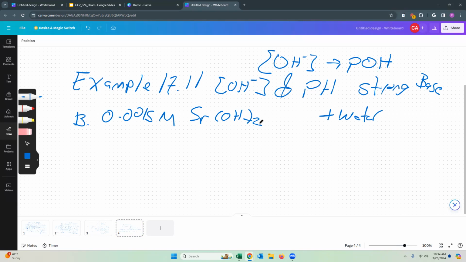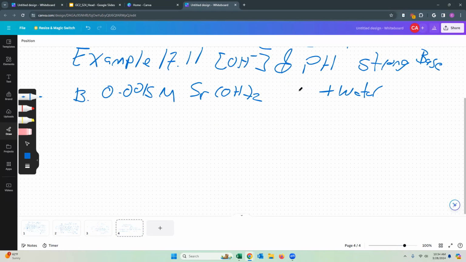Feel free to pause the video and do that. See how far you get or you get stuck. But I'm actually going to go and solve it right now. So at least try it before you watch the solution. We have Sr(OH)2. We're going to add water to that. Let's see what we make.